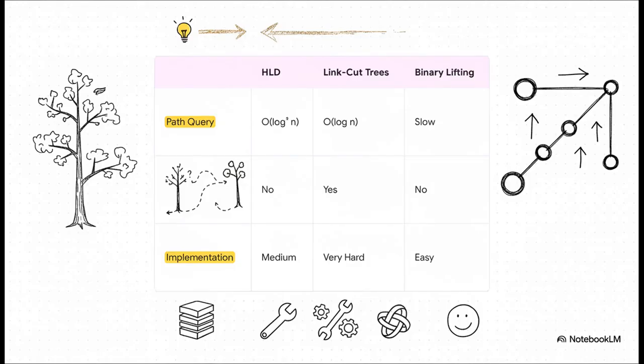It's also really useful to see where HLD fits in with other tree algorithms. It's in this perfect sweet spot. It blows simpler techniques like binary lifting out of the water for path queries. And while it's not quite as fast as the incredibly powerful and incredibly complex link-cut trees, HLD is so much easier to code and debug. For most static tree problems, it's the perfect balance of power and practicality.